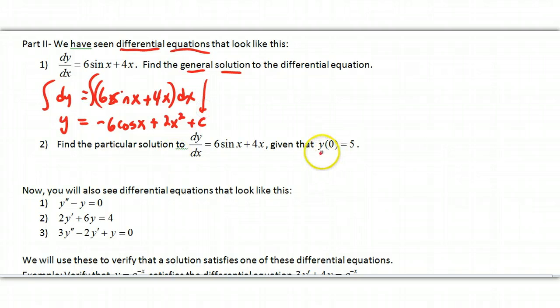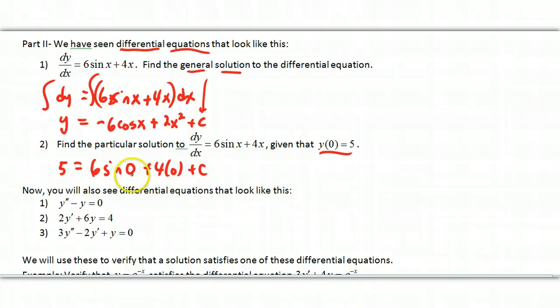Now if I give you a fixed point on there, then I can find the particular solution. So in other words, I'm just finding what c is. So at 0, we have a y value of 5. So 5 is equal to 6 sine of 0 plus 4 times 0. My computer is just not liking me right now. Okay, so if we do this, sine of 0 is 0, so then I get my plus c. c is equal to 5. It won't always turn out to be that case, but in this one, we do end up with that.